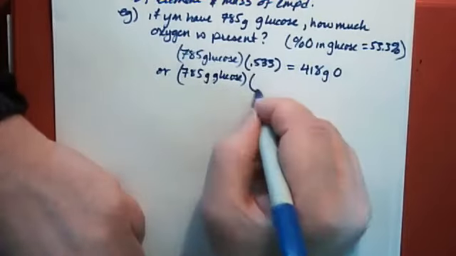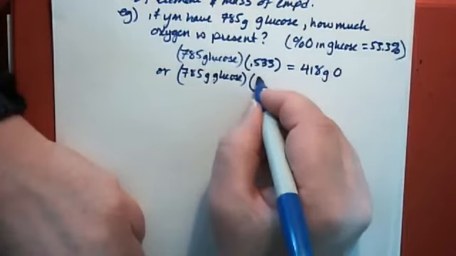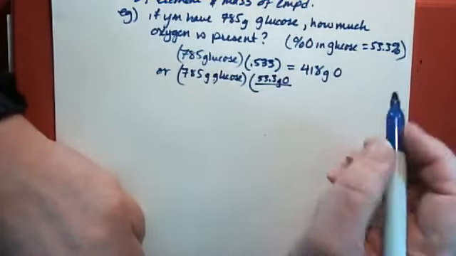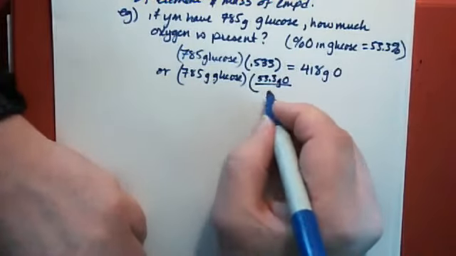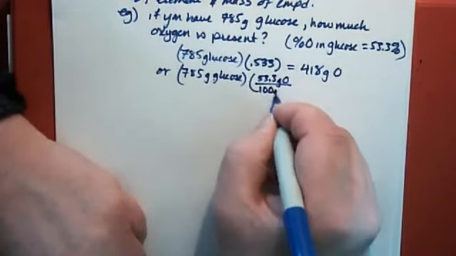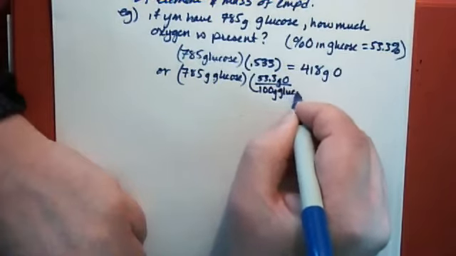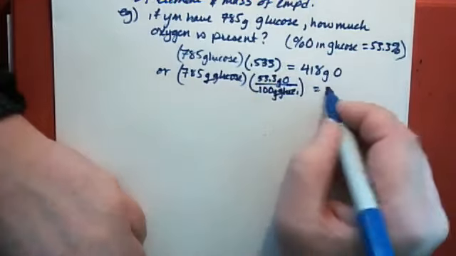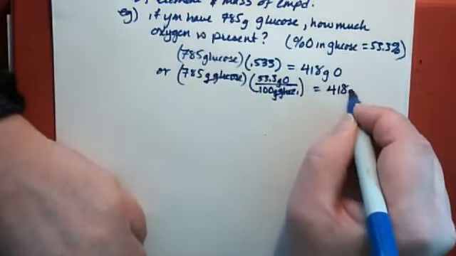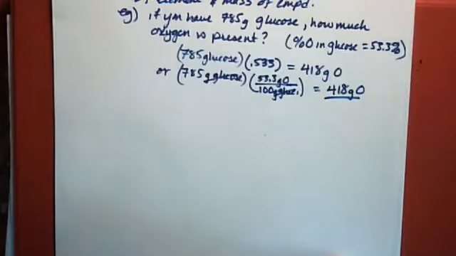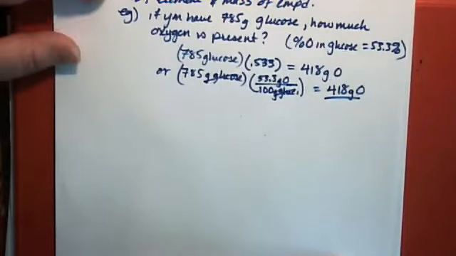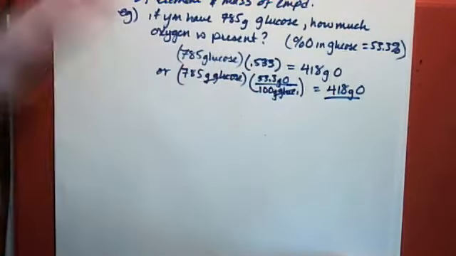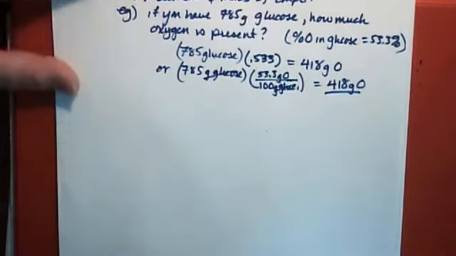Or you could look at it like this: 785 grams of glucose and 53.3 grams of oxygen for every 100 grams of glucose. That's essentially what percentage means. And in this case, grams of glucose cancel, and you end up with the same 418 grams of oxygen. So whichever way makes more sense to you is the way you can do it, because they both come out the same way, obviously.